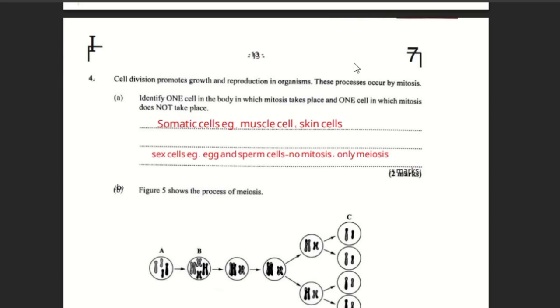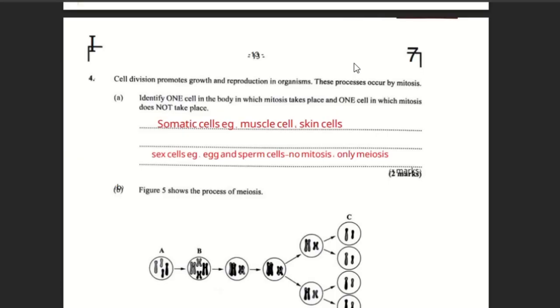And just to know the difference, mitosis is basically to repair worn out cells and stuff like that, while meiosis is specifically targeted to our sex cells. So the division of our sex cells is meiosis, and the division of our somatic cells, our body cells, is done by mitosis. So basically, the first question: identify one cell in the body in which mitosis takes place and one cell in which mitosis does not take place.